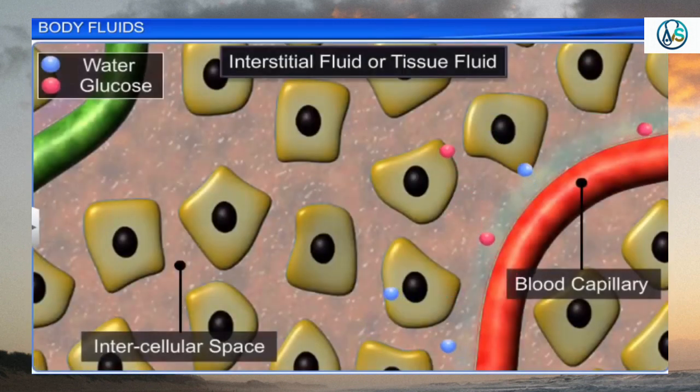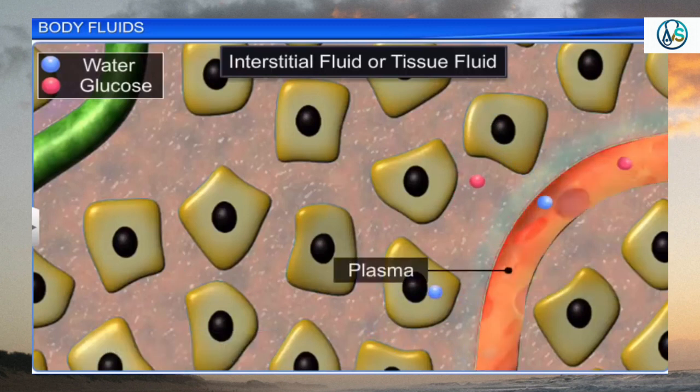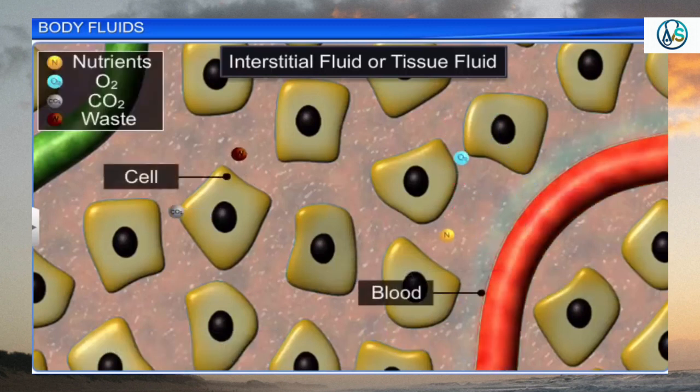Interstitial fluid or tissue fluid is formed when some quantity of water and water-soluble substances squeeze out from the blood capillaries into the intercellular spaces. Its composition is similar to that of plasma and serves as a medium between blood and cells in the exchange of nutrients, gases, and waste.